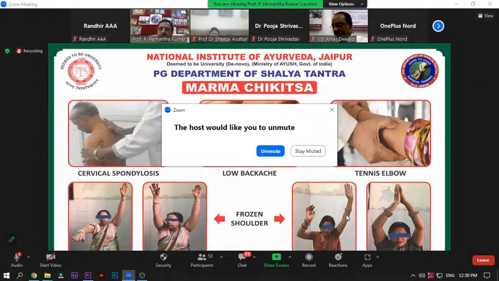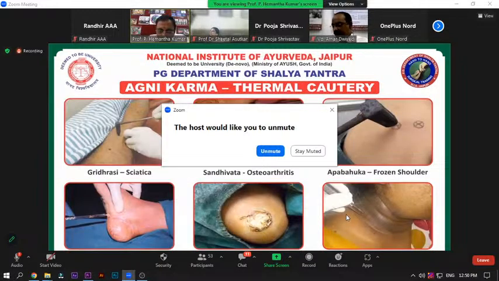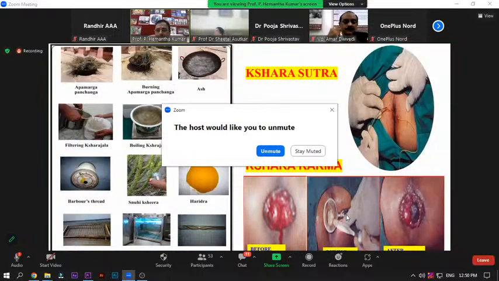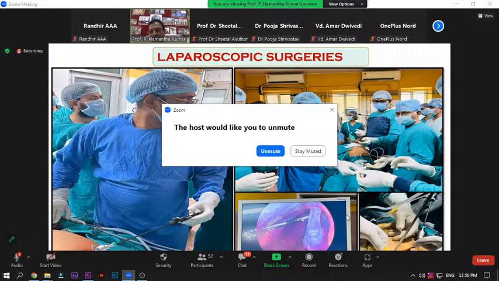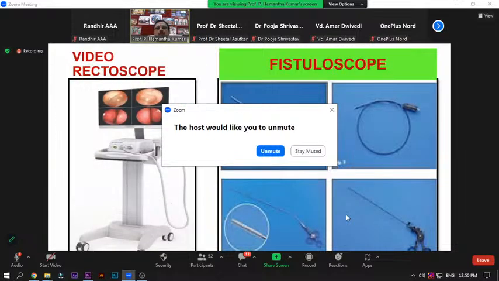Marma Chikitsa is practiced in musculoskeletal disorders like frozen shoulder, low backache, tennis elbow, cervical spondylosis, etc. We also do bloodletting procedures, and Agni Karma, thermal cautery, in various musculoskeletal disorders. Kshara Karma is used in internal hemorrhoids, rectal polyps, etc., and Kshara Sutra in anorectal diseases, especially fistula in ano. Six months back, for the first time in the National Institute, we started laparoscopic surgeries, like laparoscopic cholecystectomy. We are also practicing laser surgeries, with diagnostic tools like the video rectoscope and fistuloscope.